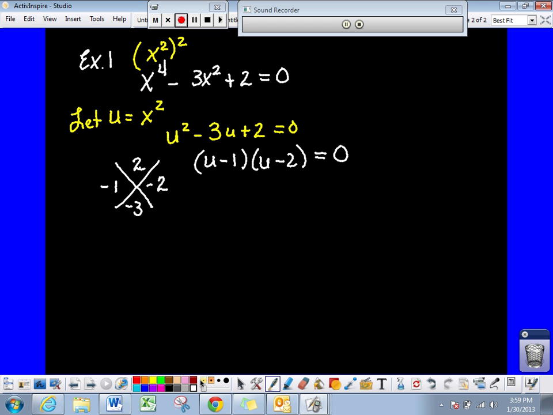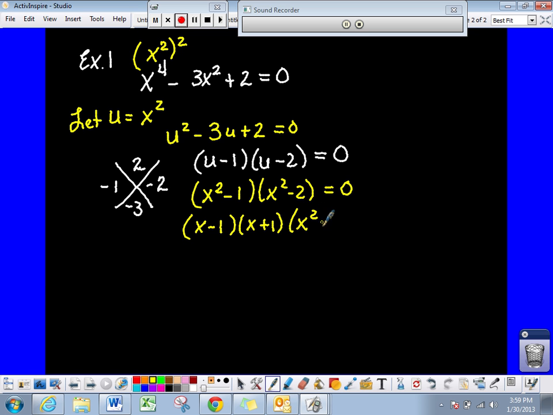Okay? So we're going to plug in our x, basically replacing our u. So we get x squared minus 1 times x squared minus 2 equals 0. But this is still not factored, because we have to factor using difference of squares now. So this is x minus 1, x plus 1 times x squared minus 2 equals 0. Because this is a minus 2, it's not a perfect square, so we can't factor it anymore.